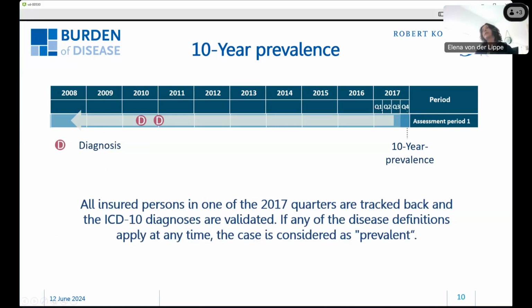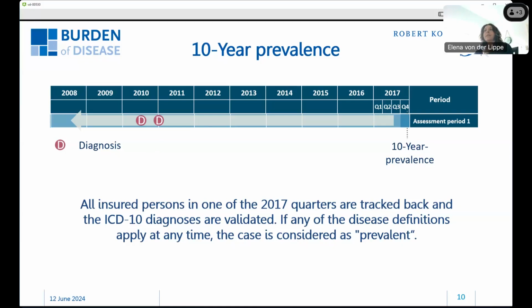As I mentioned, the claims data is divided in quarters. So we had a look at all our insured persons in each quarter, and we tracked them backwards 10 years. In case somewhere there was a code that fit the definition, like the ICD codes that I was showing you, then this was validated and the person was considered a prevalent case. So it was more or less an individual-level assessment.